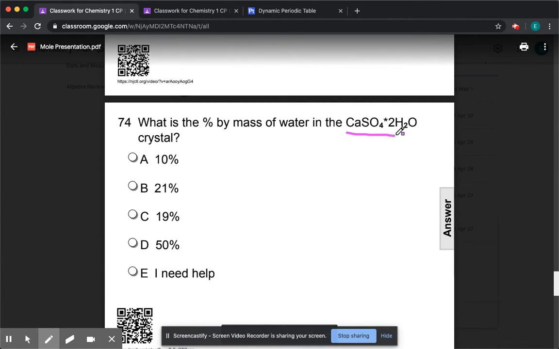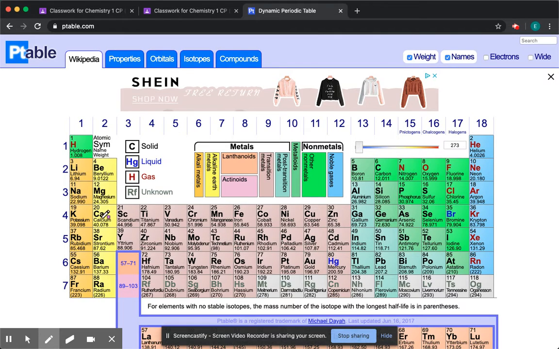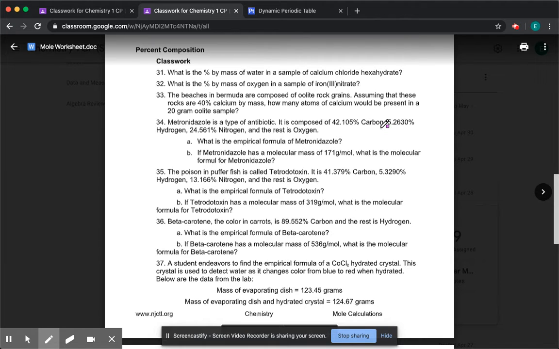A hydrate is just a molecule that has water attached to it. Here you have calcium sulfate. This is calcium sulfate dihydrate. It's dihydrate because you have two water molecules attached to it. So all a hydrate is, is a chemical that has water attached to it. So calcium chloride hexahydrate is calcium chloride with water attached to it. Remember, calcium will be +2, so this will be CaCl2 with 6 waters attached.